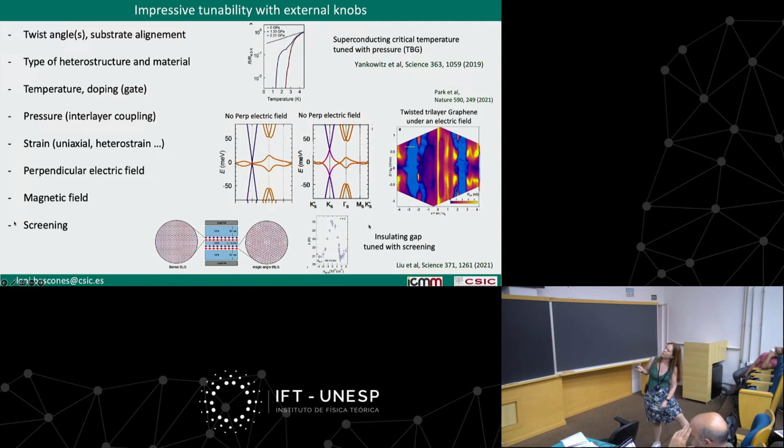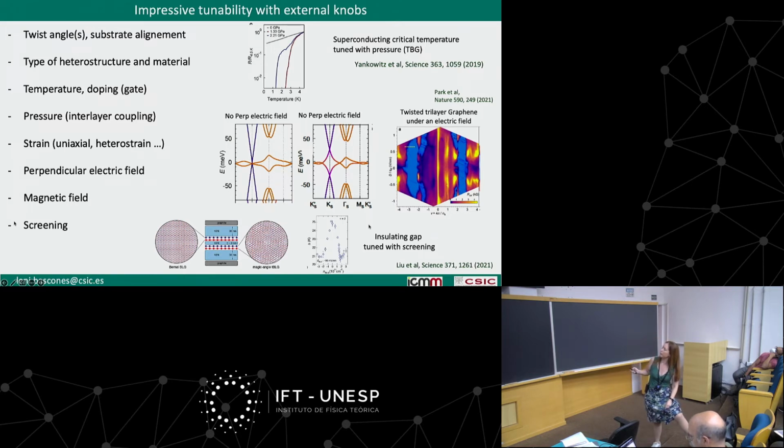If they apply a perpendicular electric field, so here there is no perpendicular electric field, and here there is a perpendicular electric field, you can see how these flat bands that we have here become considerably modified by the electric field. And when we look, for example, here at the resistivity, it really changes a lot. So even here, we are able, with this electric field, to control phase transitions.